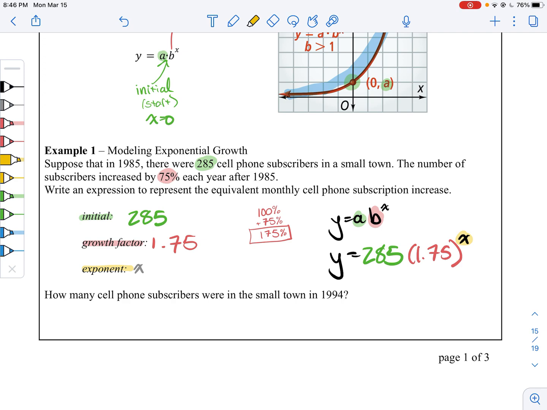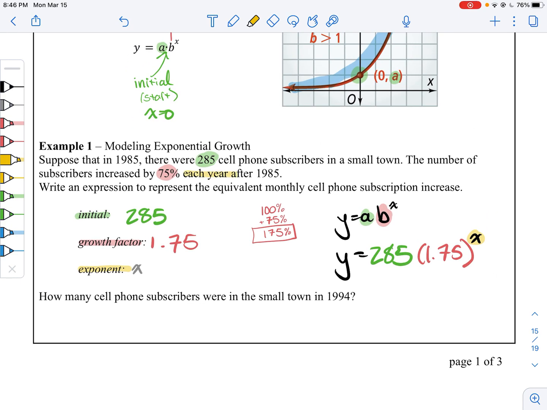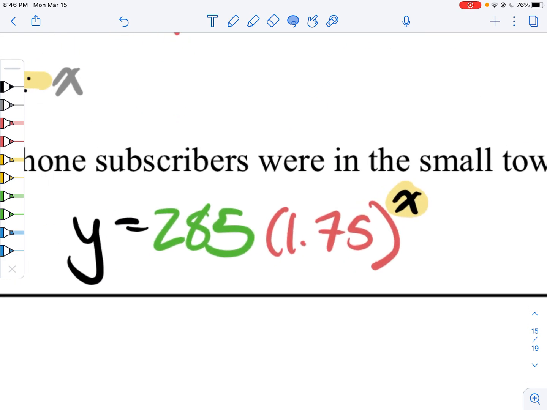So how many cell phone subscribers were in the small town in 1994? Well, x is the number of years after 1985, so we need to figure out how many years after 1985 that is. 1994 minus 1985 will give us 9 years. So x equals 9. Okay, so we plug this all in. We know our time is 9.